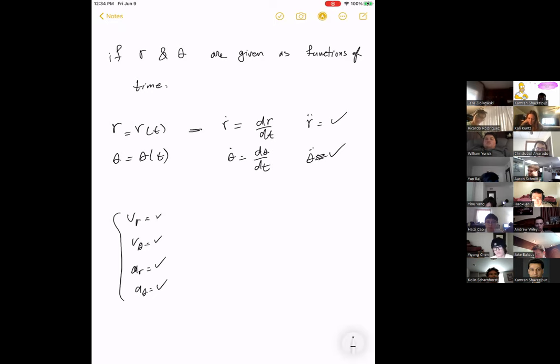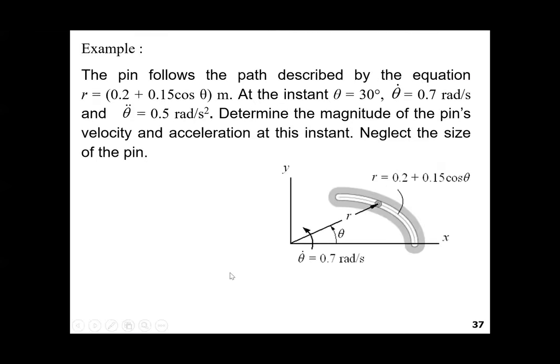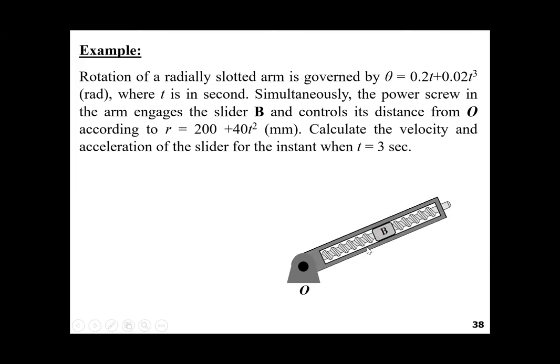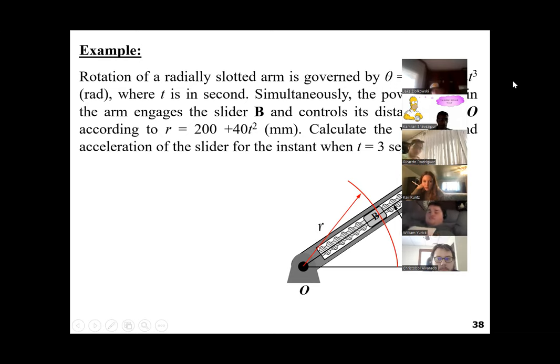Now, let's go to the slides again. This is the problem of the second type I just explained to you. Technically, this rotates and B goes up and down, so the position of B depends on theta and R. Theta is given as a function of time, and R is also given as a function of time. You want to find the velocity and acceleration when t is 3 seconds. Can you do this? Okay, I'm going to give this as a bonus problem.